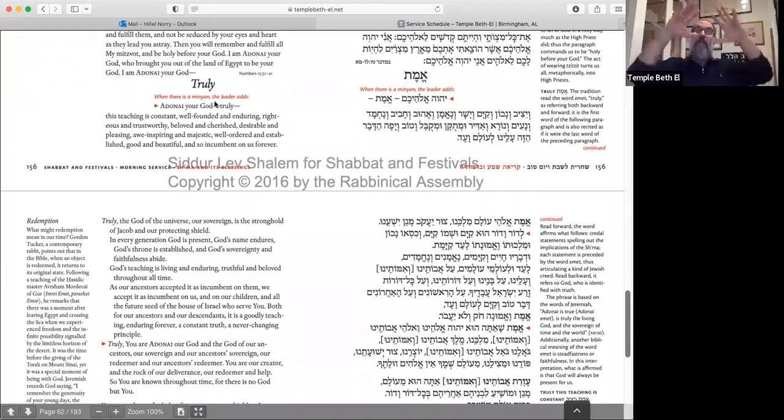Here's the chant. Here's how it goes. First, we say Emet a couple of times, and then we recite through all of the others.